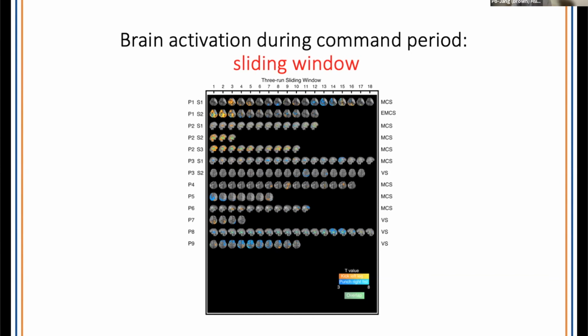One interesting finding is that we actually discovered fluctuations of brain activation across time. For example, in this patient, in the beginning, they're not responding to the instruction, but in the third time window, they started to respond to the instruction in the motor areas. And in this patient, session 2, in the beginning they're responding, but later they stopped responding. You can see this fluctuation can be found in every one of the subjects.